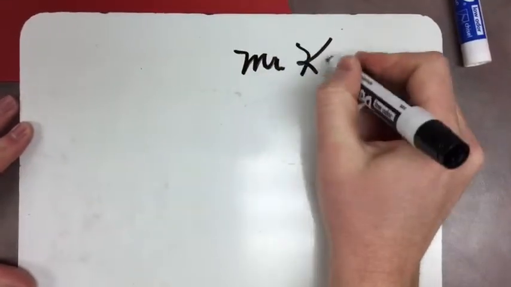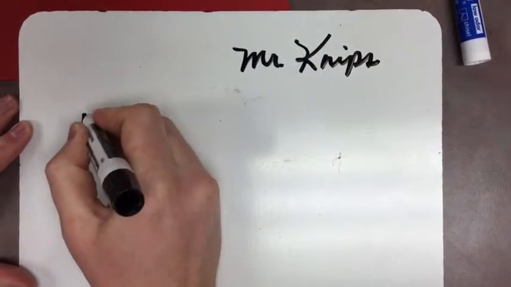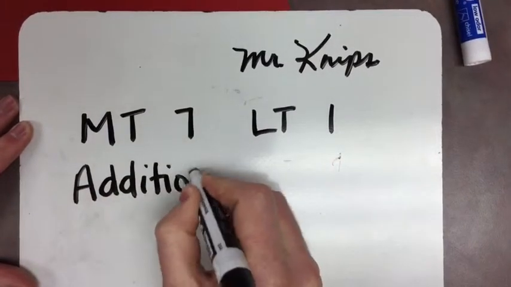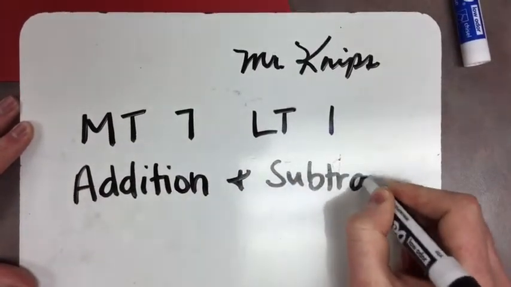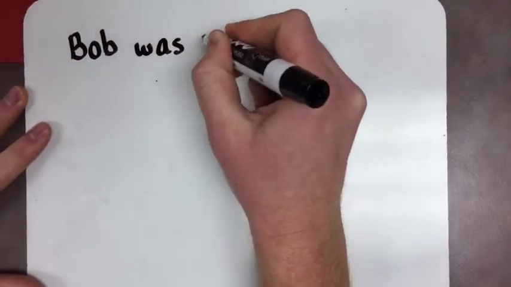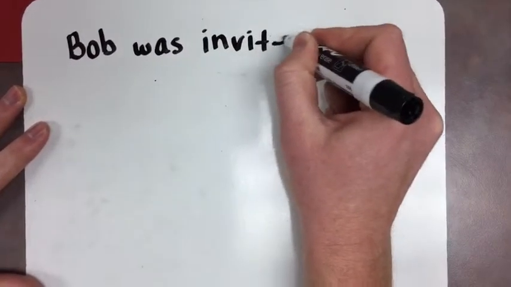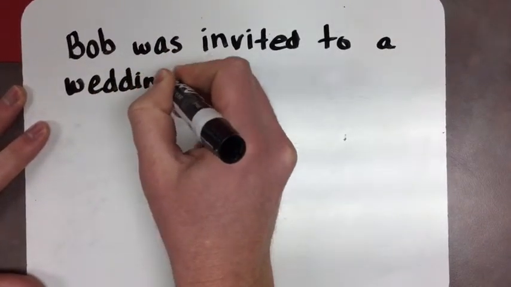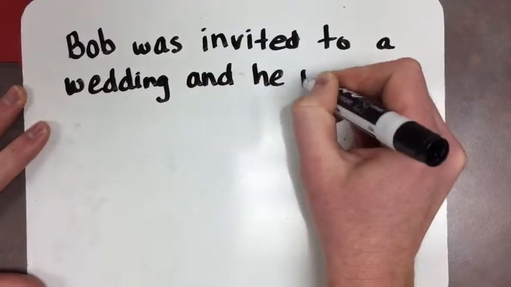Hey, Mr. Knips here. I have an example of a story problem from MT7 LT1 with addition and subtraction. My focus today is to walk you through how to solve this problem. The first step that I would do with my camera on my whiteboard is write it out. Later on you can speed it up, so you can have double the speed, a little bit faster than regular.